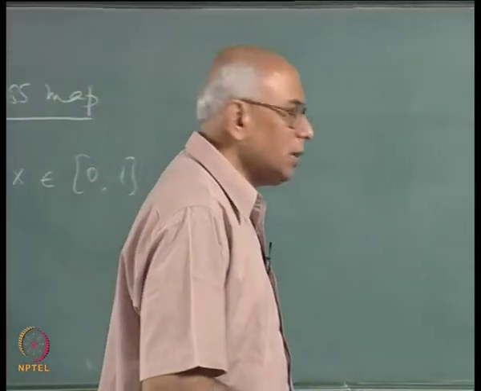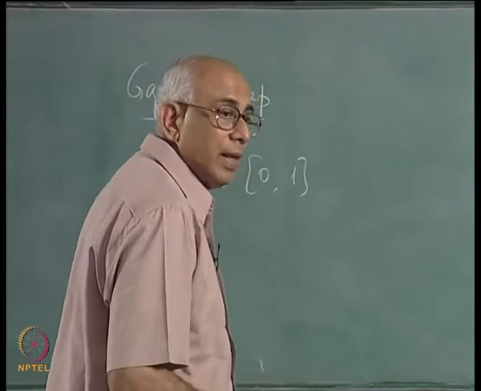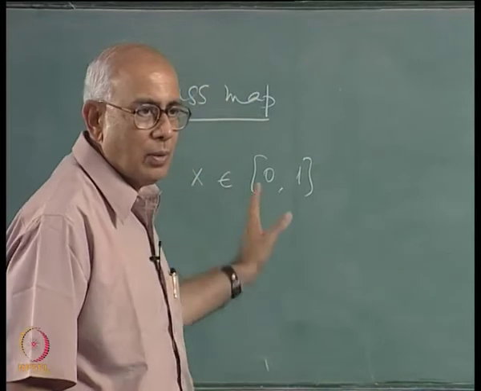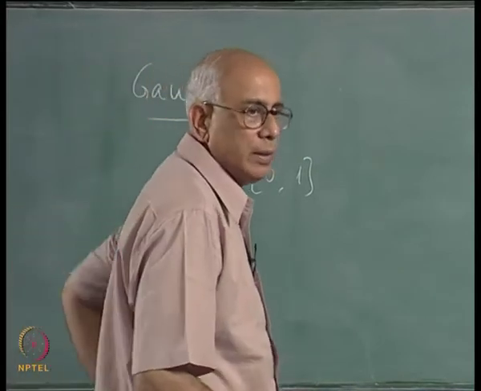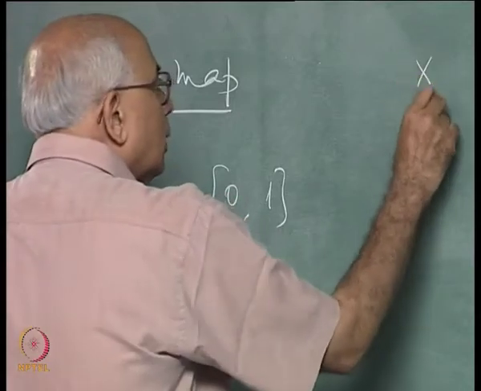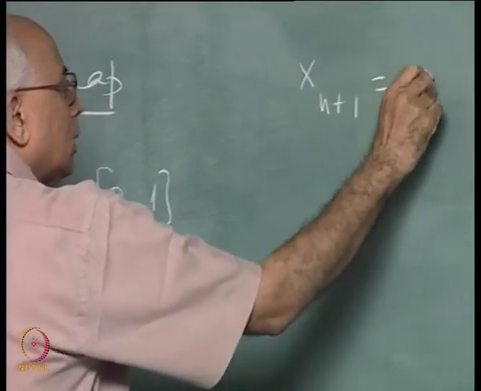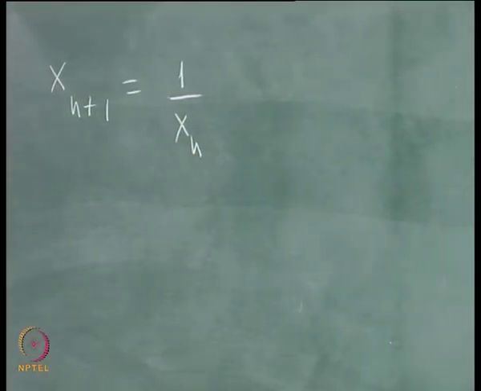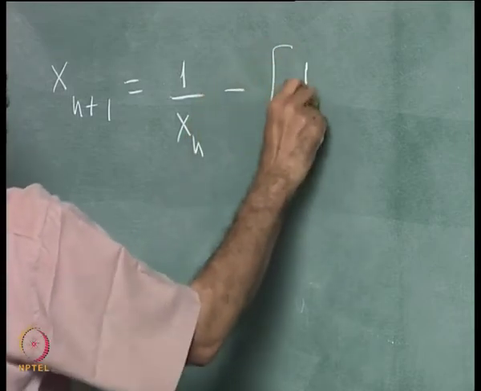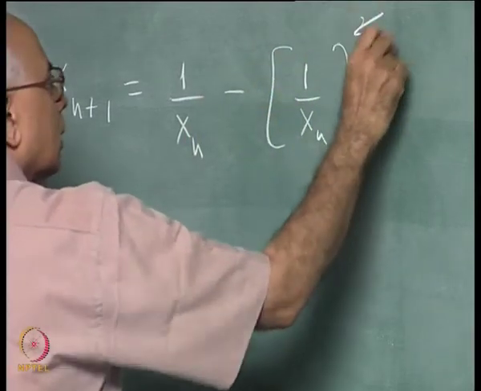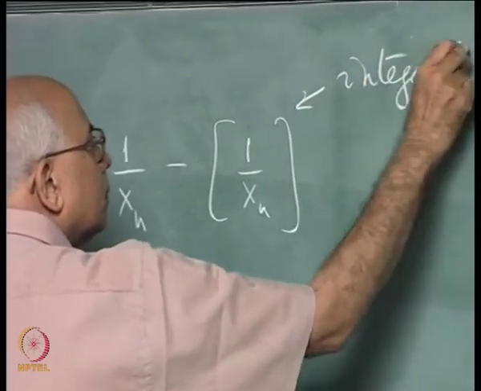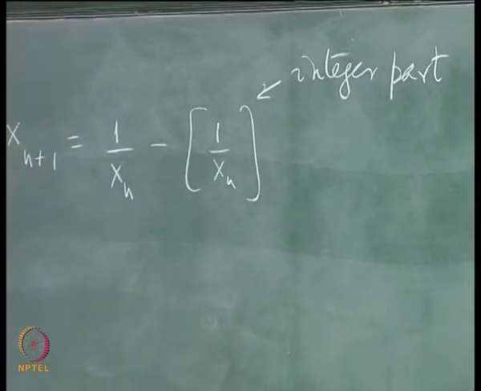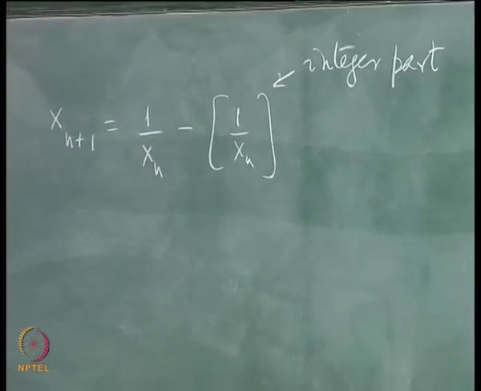And this excited him so much that he wrote a letter to Lagrange saying that he had found the solution to this problem. And what he did essentially, in our terminology, is the following. Let us see what this map is. You start with the map which says that at the n plus 1 stage you take the reciprocal of xn and throw away the integer part. So it is 1 over xn minus this, and this here is the integer part. I use the square bracket to denote the integer part.